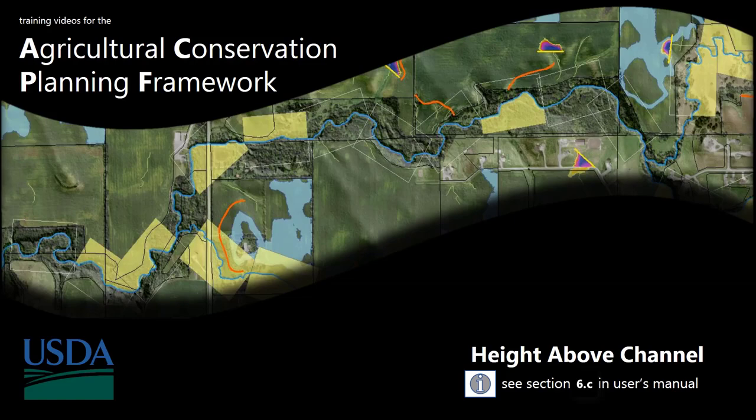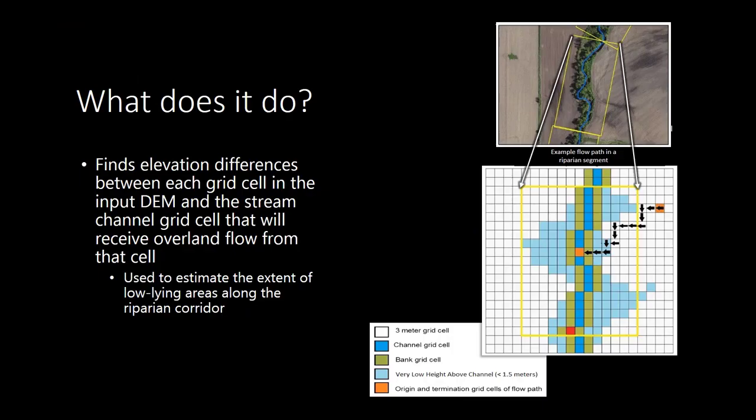In this video, we'll get to run our height above channel tool, the first in our riparian assessment toolset. This tool is going to calculate the elevation difference between a grid cell and a DEM, and then the stream channel cell that will receive the flow from that cell.